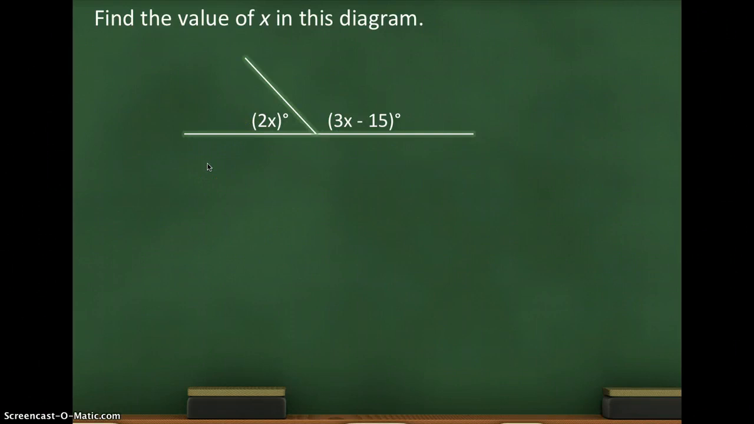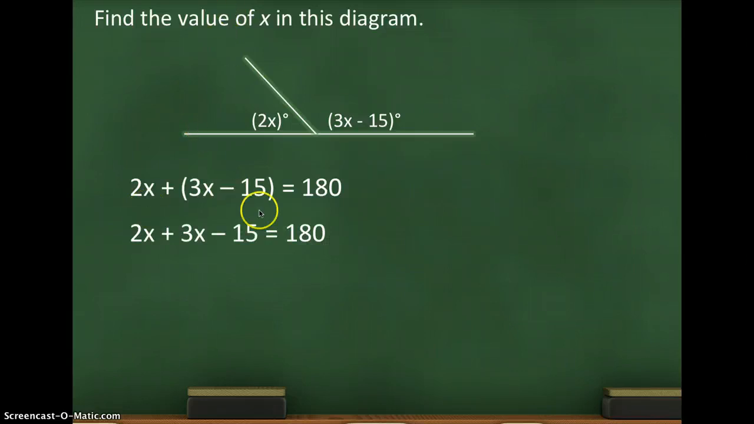Okay, so in step 1, we don't need to introduce a variable because it's given here, it's x. So we go straight to step 2. A straight angle is 180, so 2x plus this 3x minus 15 should be equal to 180. Okay, now let's go to step 3, which is solving the problem. What I did on the second step is just remove the brackets. So we have 2x plus 3x minus 15 equals 180.